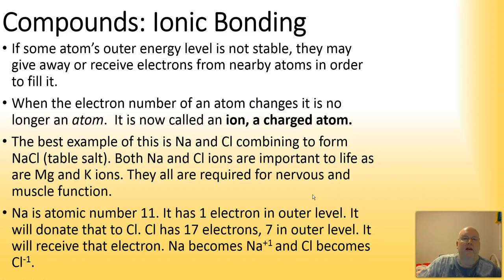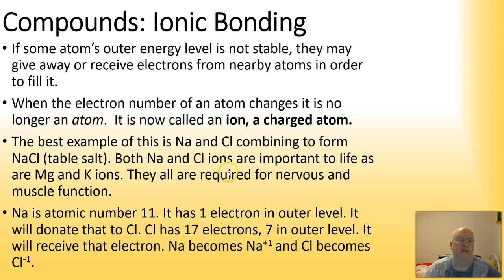The second kind of bonding that forms compounds is called ionic bonding. Some outer level electrons in atoms are not stable, and they're so unstable that they will give up those electrons to become stable, or they'll receive electrons from nearby atoms to become stable. When an atom's electron number changes, whether it gives one away or takes one in, it becomes charged, because remember, electrons are negatively charged. A charged atom is now called an ion. So look at that definition right here. A charged atom is called an ion.